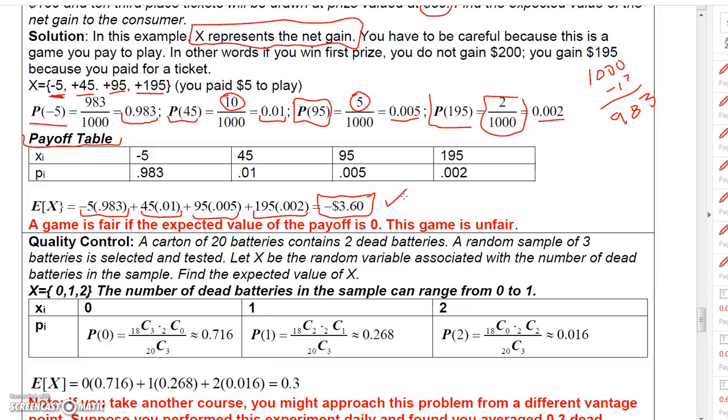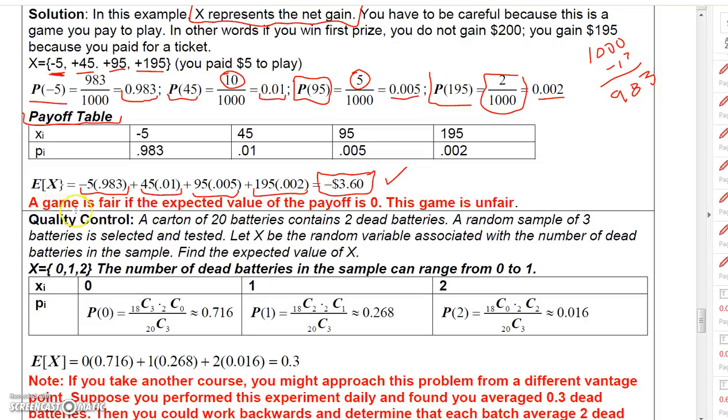So that means that the average person that buys a ticket is going to lose $3.60. So basically you can easily figure out what the game's going to profit, because if you sell 1,000 tickets and each ticket averages a loss of $3.60, then just multiply $3.60 by 1,000 and that'll tell you what you're going to profit.